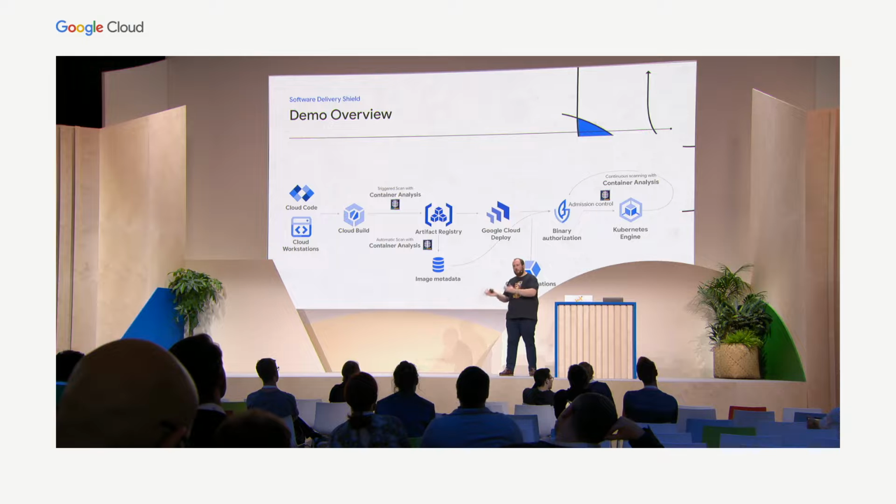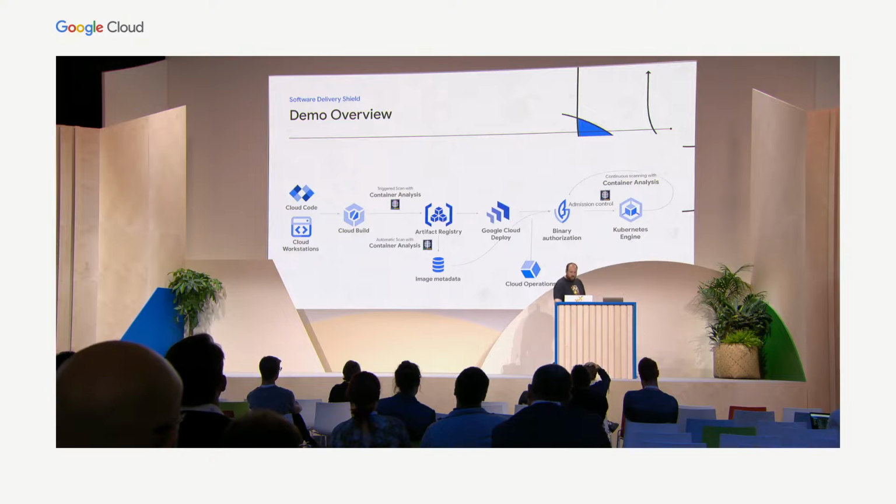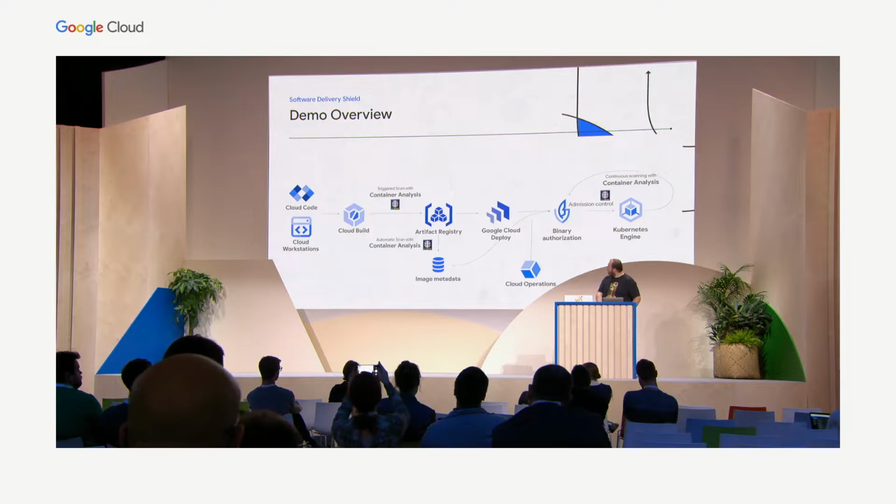Then we're switching over to the runtime. We're going to check how Binary Authorization gives us assurance that only trusted containers are actually running in the runtimes. And we're going to take a look at Security Posture Management and how the insights that we get from there feed right back into the developer's environment to fix the problems. So, let's move over to the demo.